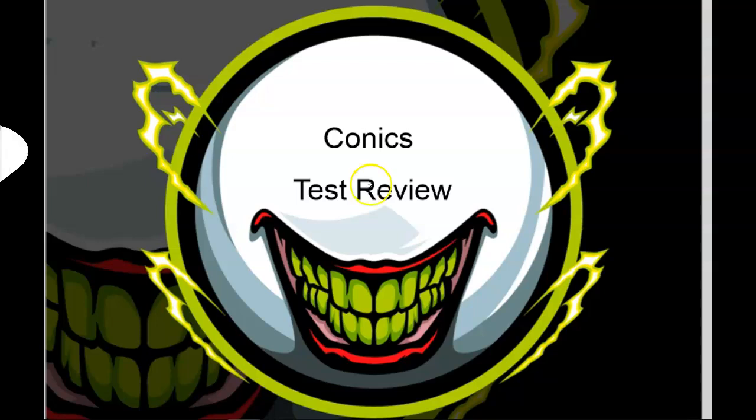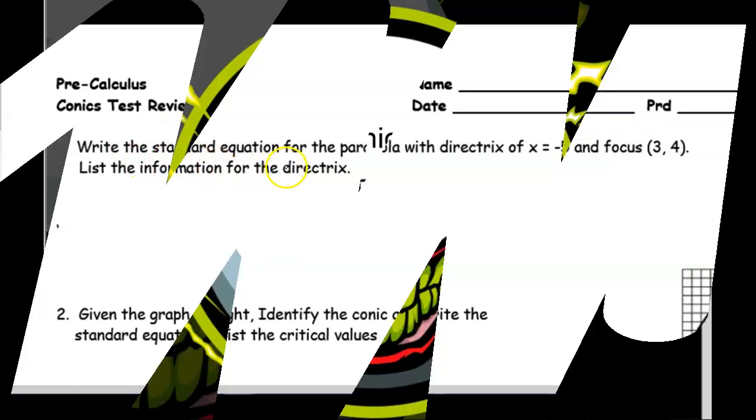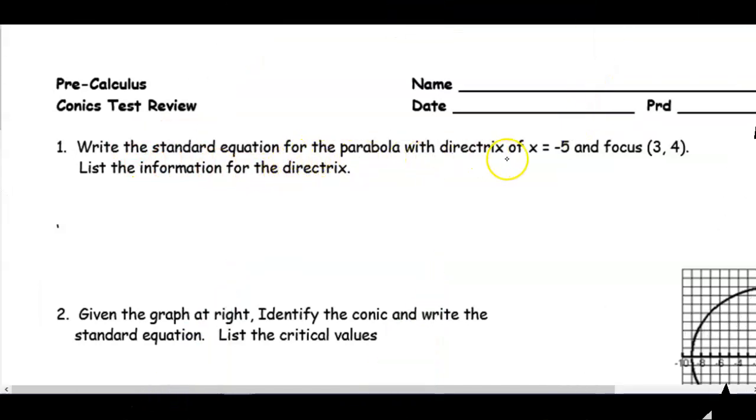Let's get started. All right, right here it says, write the standard equation of a parabola with a directrix of x equals negative 5 and a focus of (3, 4). All right, and it says, list the information for the directrix.